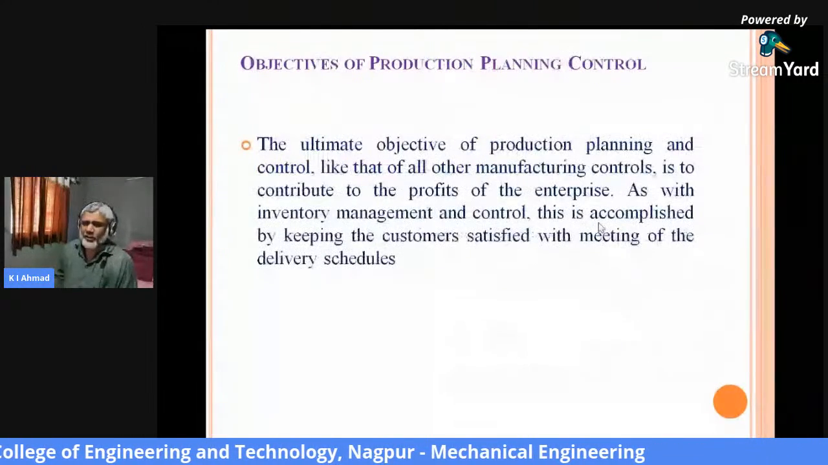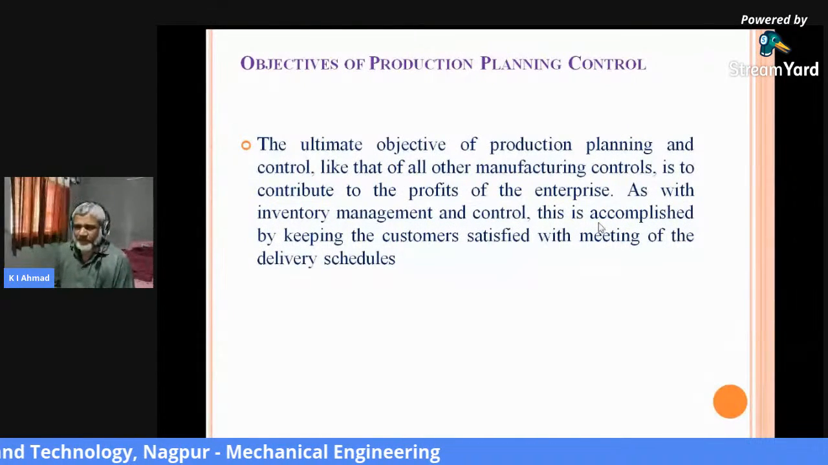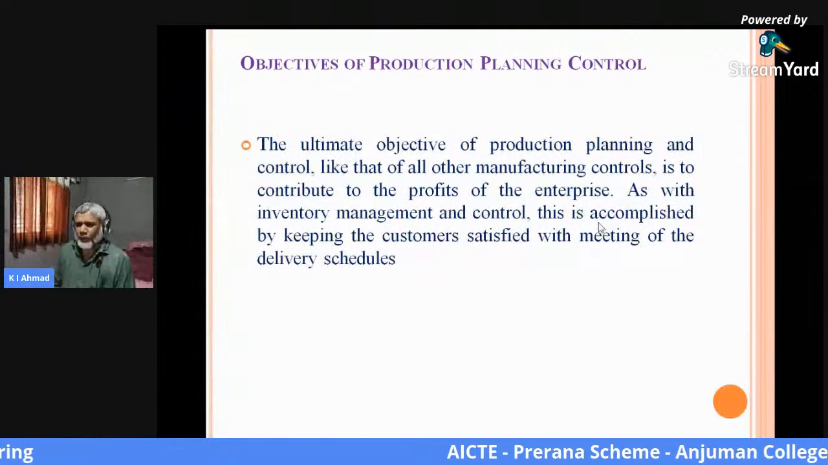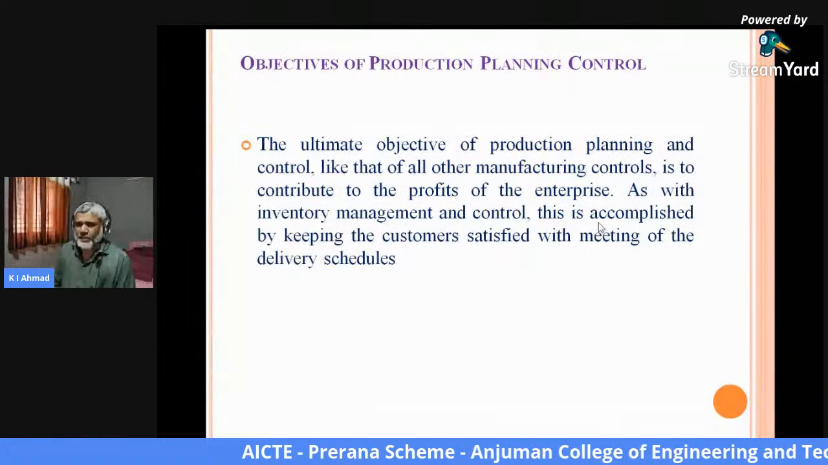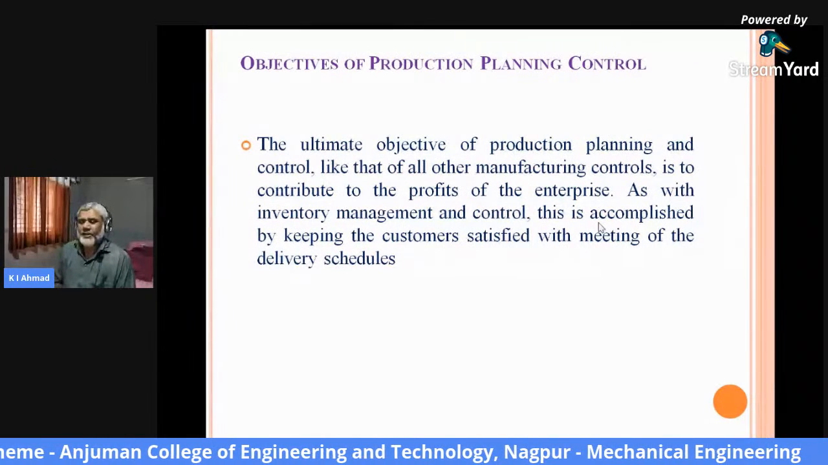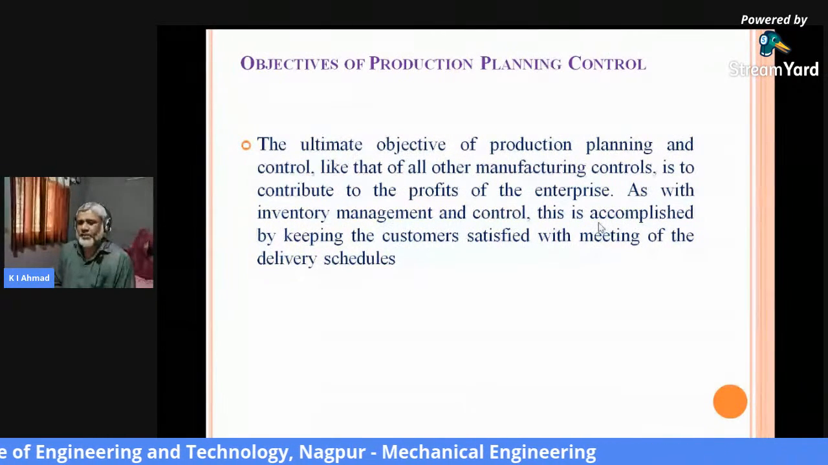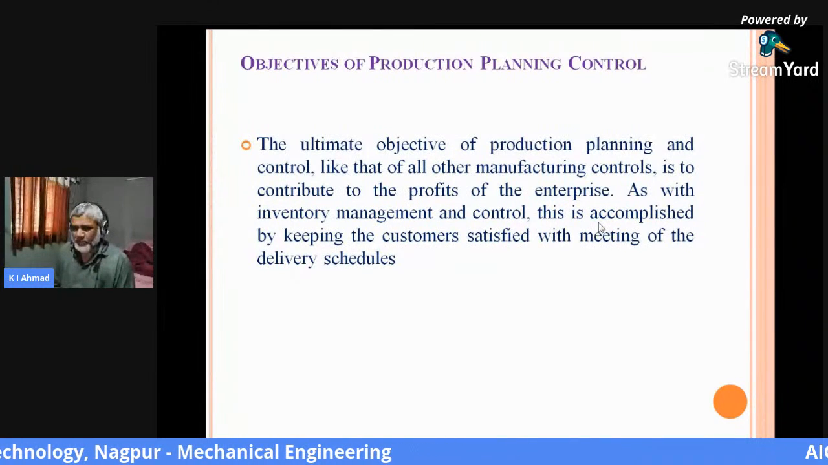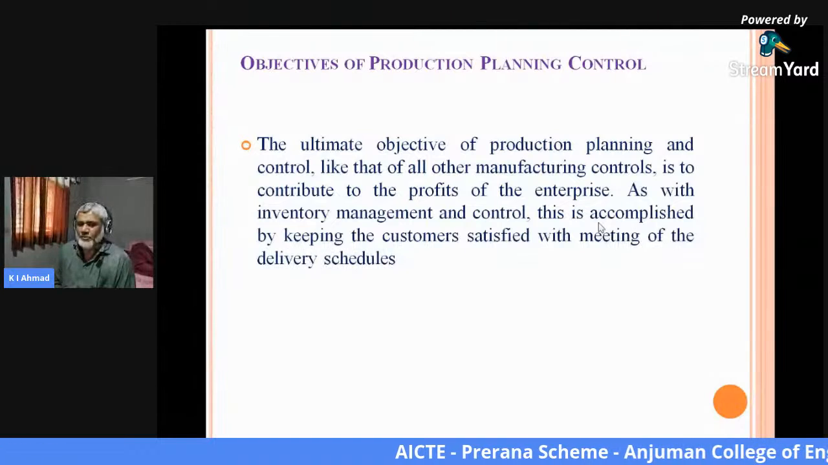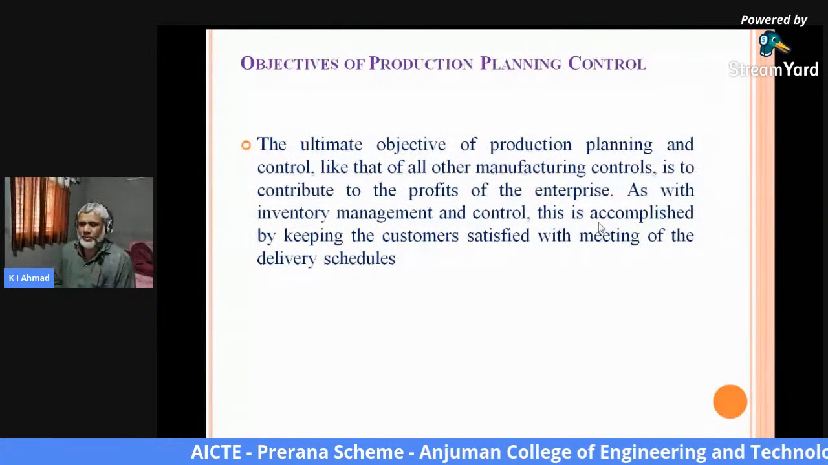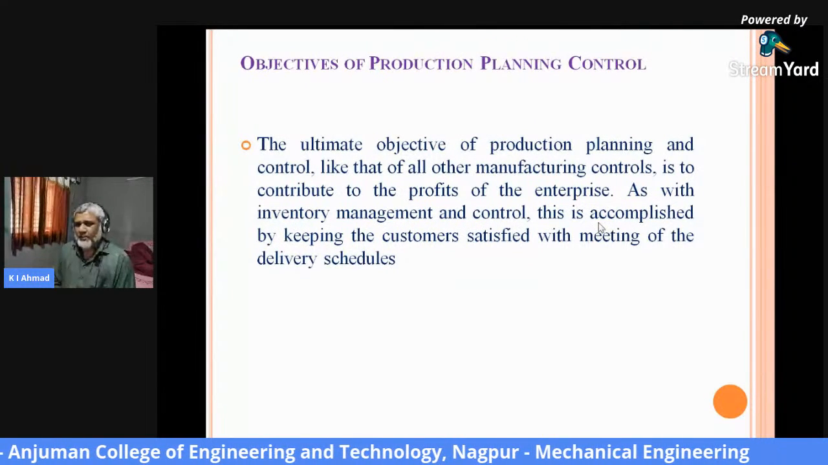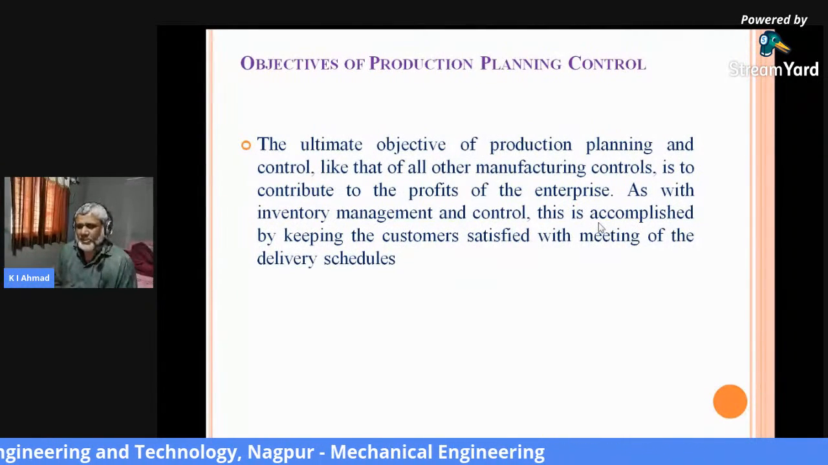And what is the objective of production planning? The ultimate objective of production planning and control, like that of all other manufacturing controls, is to contribute to the profit of the enterprise. This is the ultimate goal of any enterprise or organization, to maximize the profits. And that can be achieved with maximum outputs as well as minimum inputs. If that ratio can be satisfied, then ultimately the profit of an organization will increase.